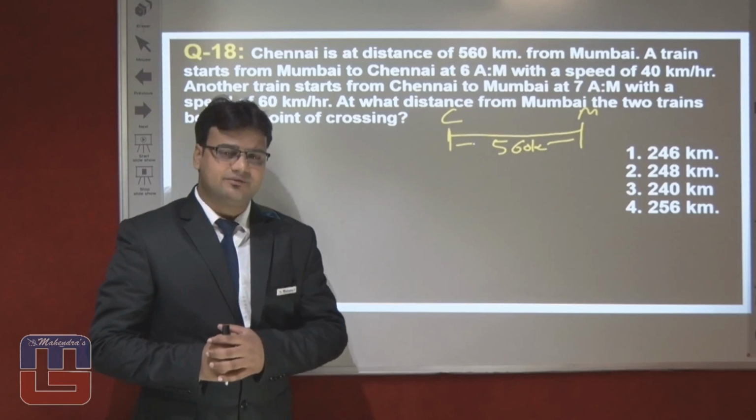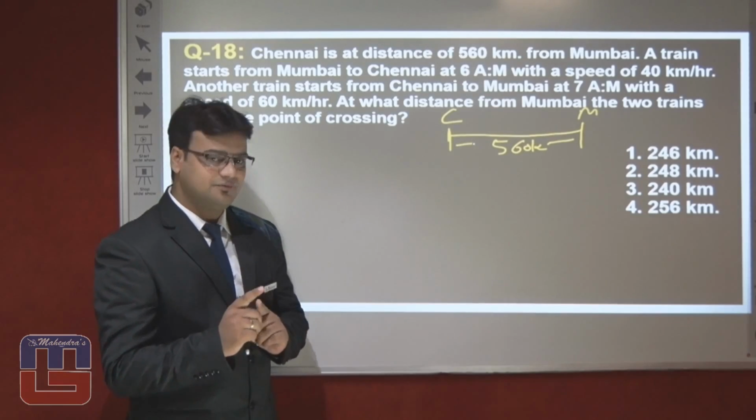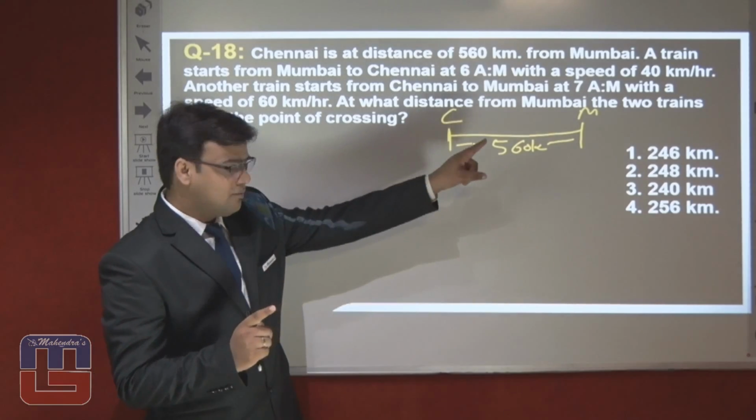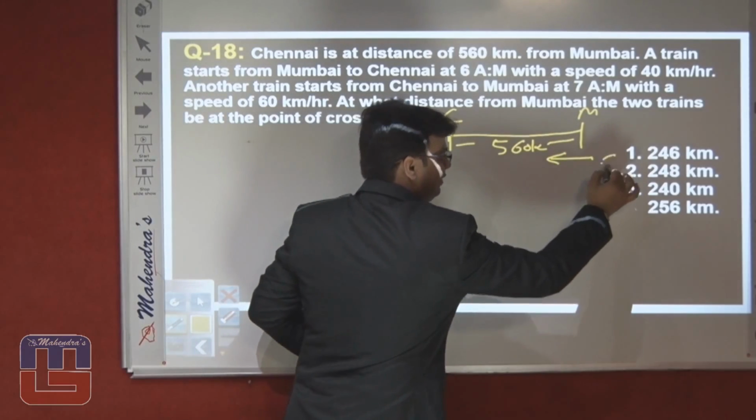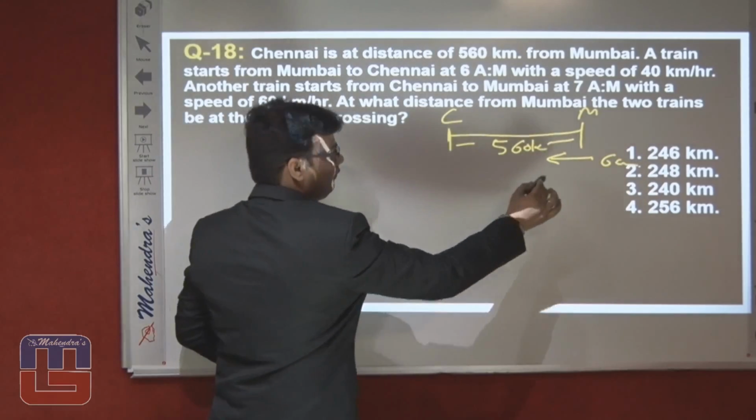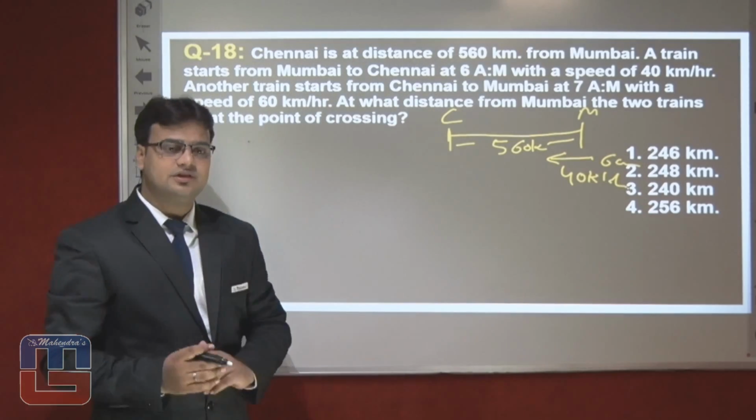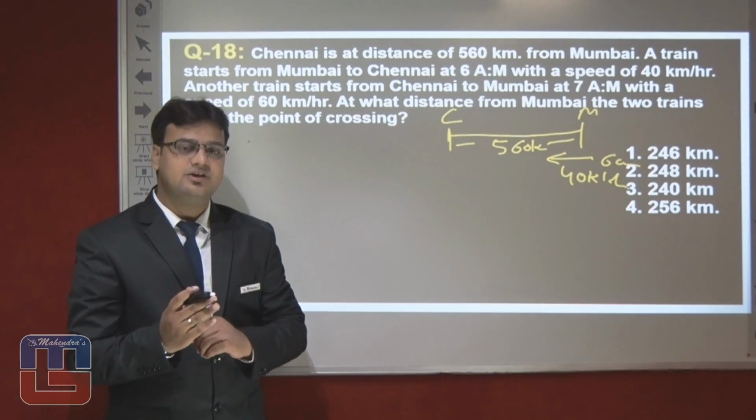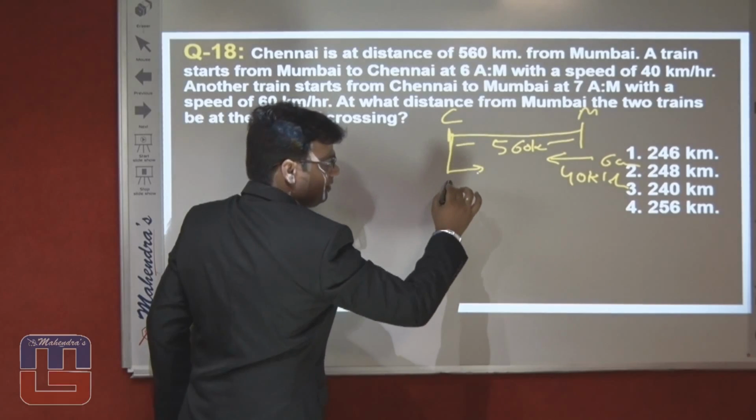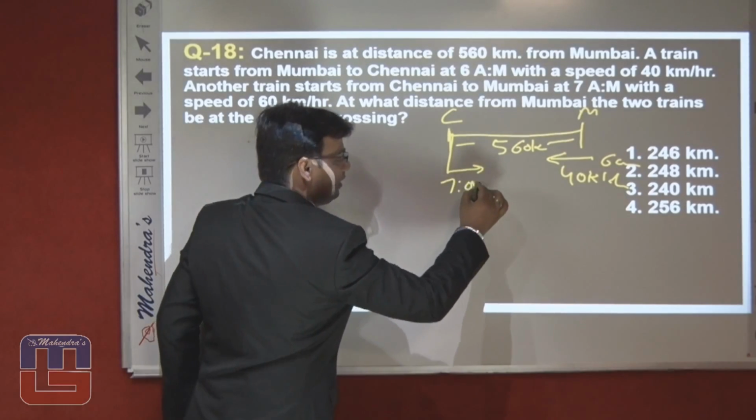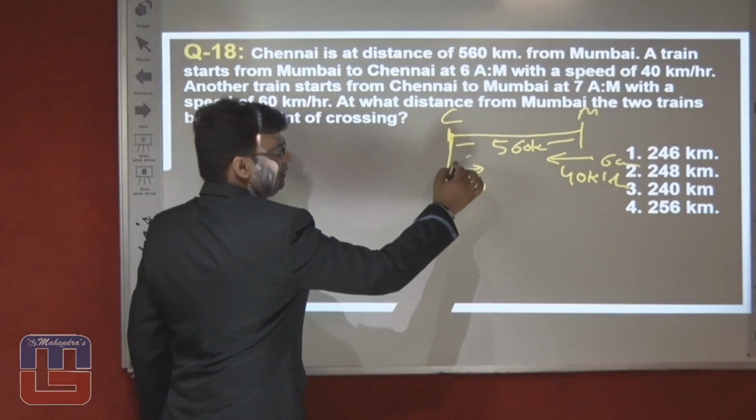A train starts from Mumbai to Chennai at 6 a.m. That is, the first train starts from Mumbai to Chennai at 6 a.m. at the speed of 40 kilometers per hour. And another train starts from Chennai to Mumbai at 7 a.m. at the speed of 60 kilometers per hour.